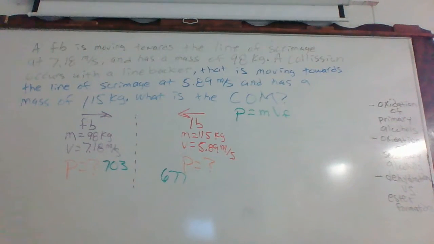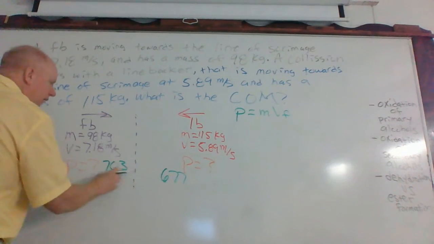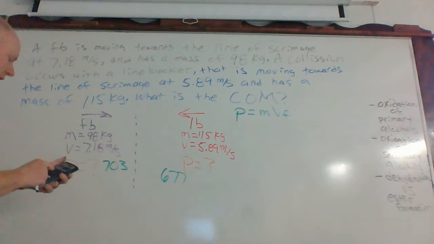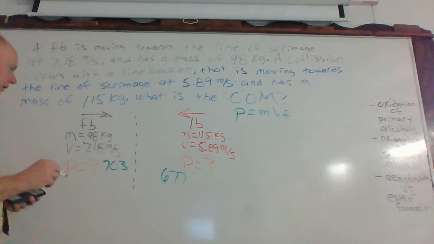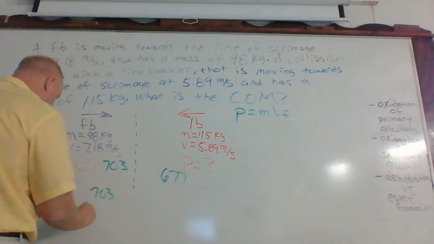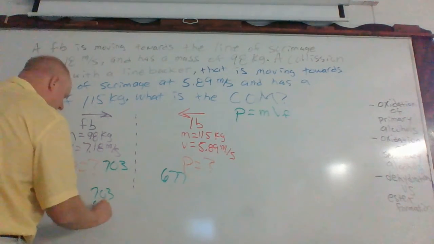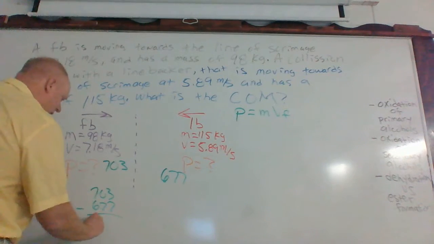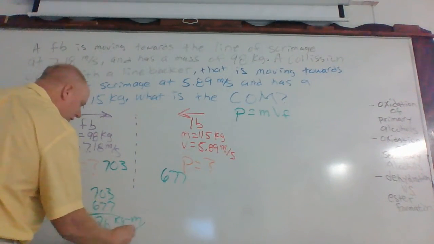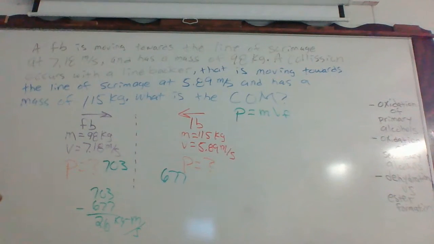So our conservation of momentum means we need to take these two answers and subtract them. So we take 703 minus 677. That gives us an answer of 26 kilogram-meters per second.